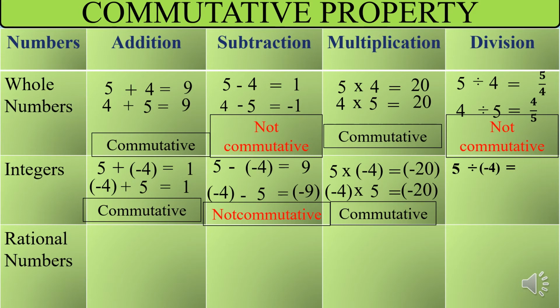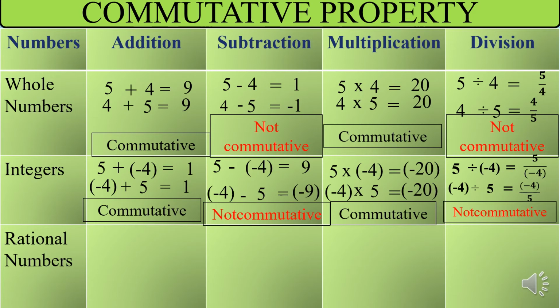Now for division. Here 5 is divided by integer minus 4. So we get answer 5 upon minus 4. And when minus 4 is divided by 5, we get answer minus 4 upon 5. So we can say that division is not commutative for integers.